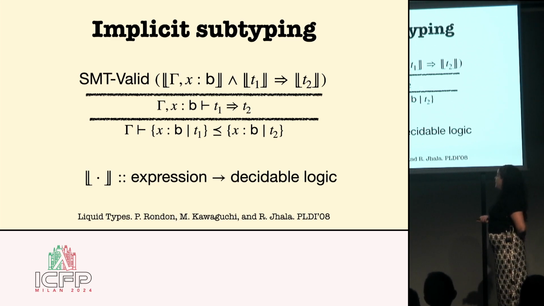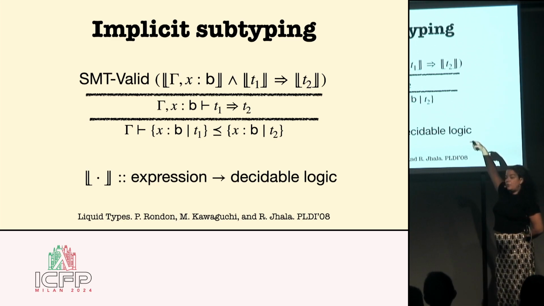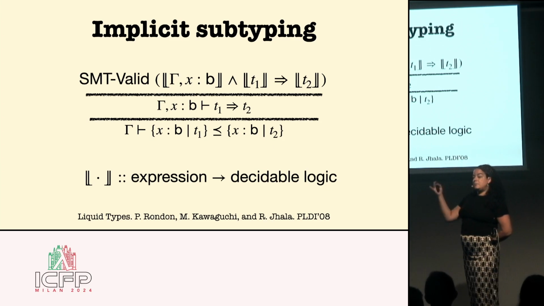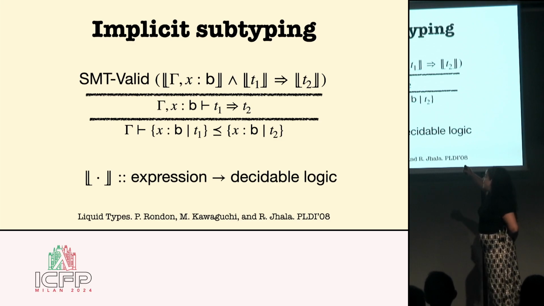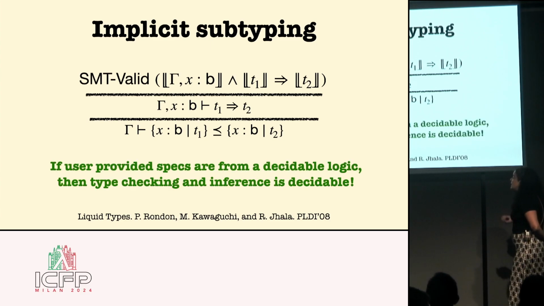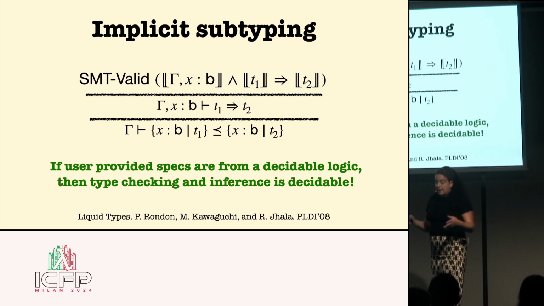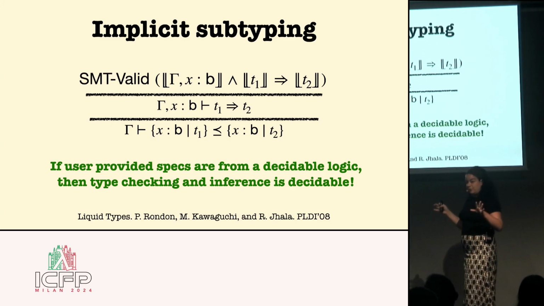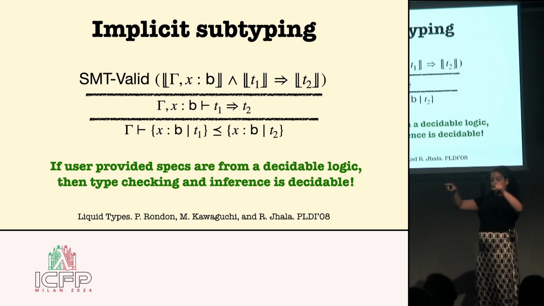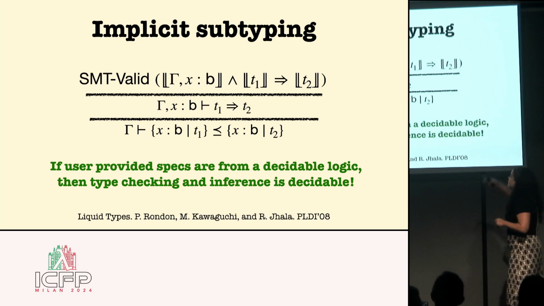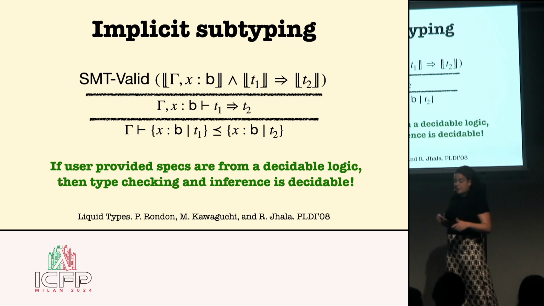And the other nice observation of liquid types is that these T1, T2, all these refinement expressions, are not randomly introduced by the type checking rules, right? They just propagate the specification that the user actually wrote. So if the user writes down only refinement predicates T1, T2 that come from a decidable logic, then the refinement type checking rules are not going to introduce anything else. So type checking is decidable because this approximation relation essentially becomes identity.